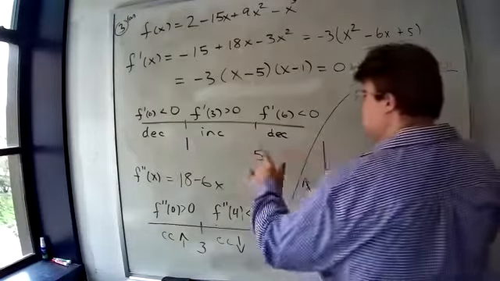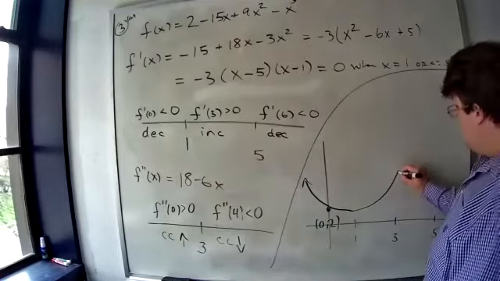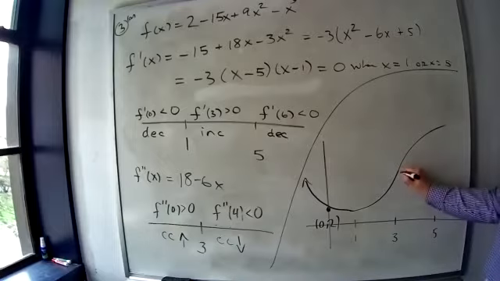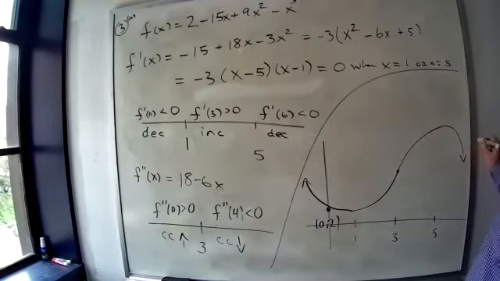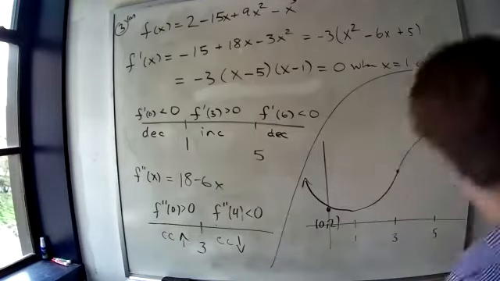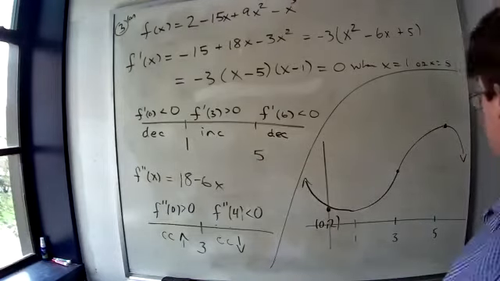3 to 5, it's still increasing, but it switches to concave down. So it's going to do one of those. The caved in portion is down, still going up. And then on 5 to infinity, it decreases and stays concave down. And this question does say to label them. I believe I did not say label with an ordered pair. Yeah, it just says label them.